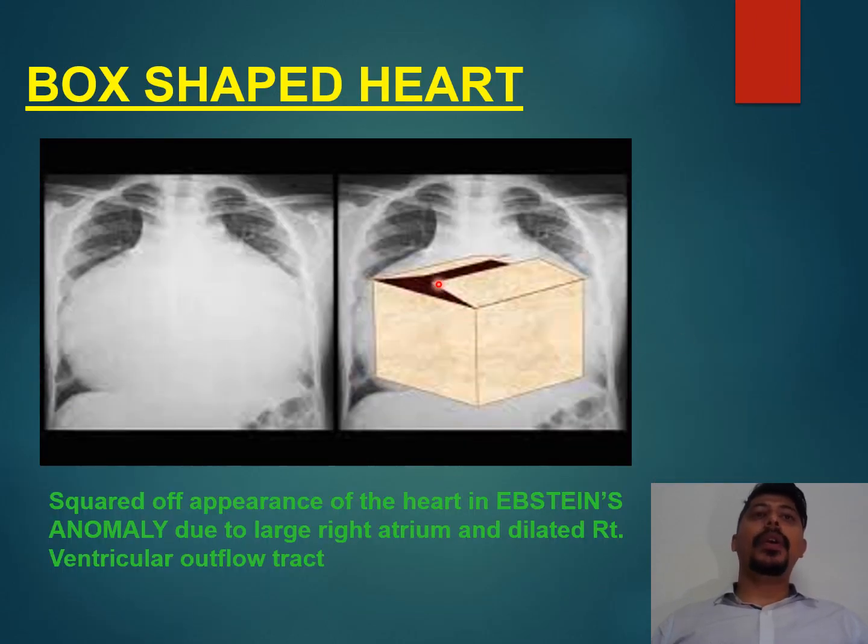Box-shaped heart. Squared-off appearance of the heart in Ebstein anomaly due to a large right atrium and dilated ventricular outflow tract.